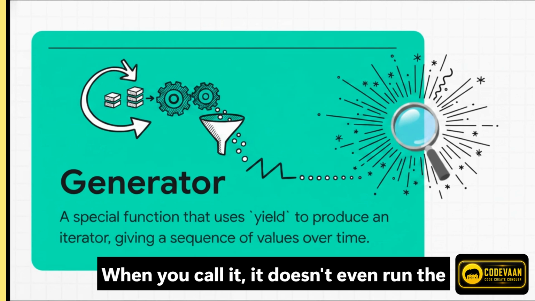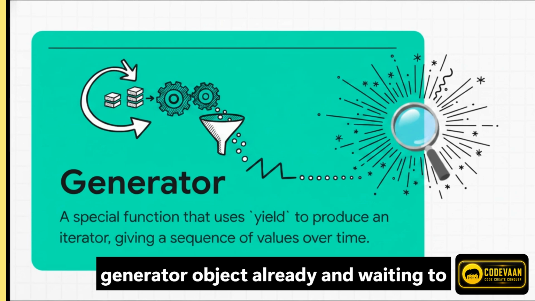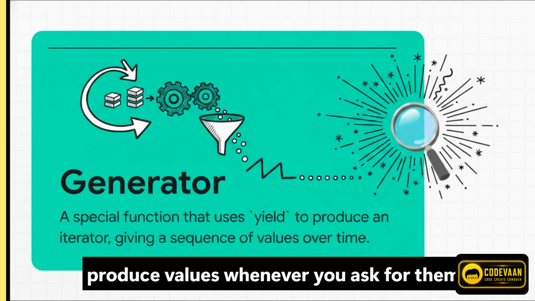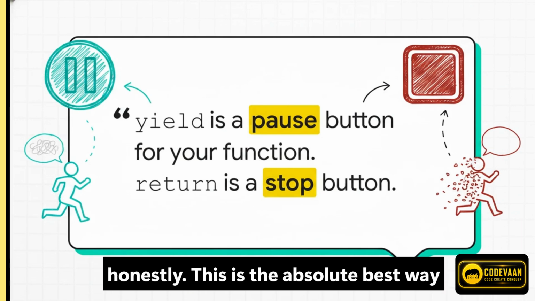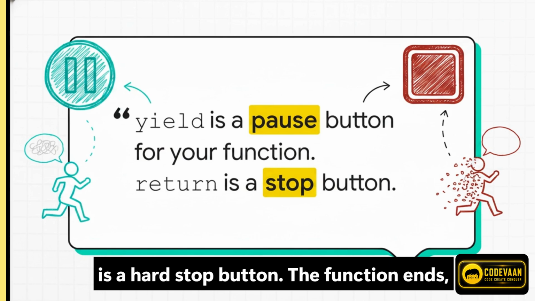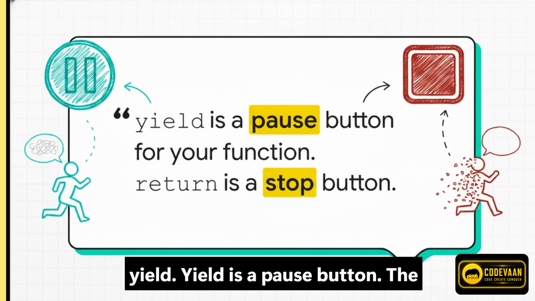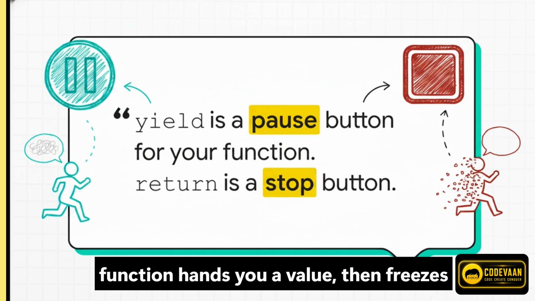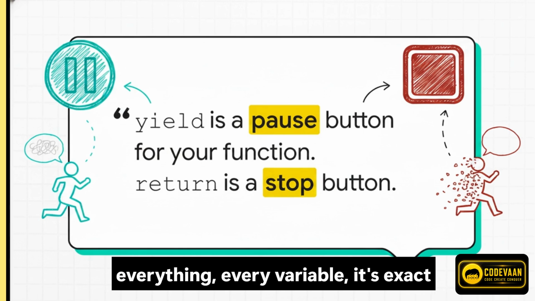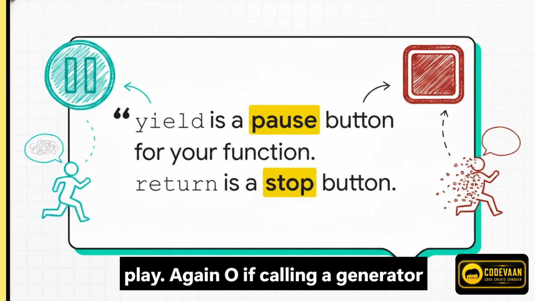When you call it, it doesn't even run the code. It just hands you back this special generator object, all ready and waiting to produce values whenever you ask for them. Honestly, this is the absolute best way to think about it. Our return statement is a hard stop button. The function ends, its memory is wiped clean, it's done. But yield is a pause button. The function hands you a value, then freezes right in its tracks, remembering everything, every variable, its exact location, just waiting for you to hit play again.